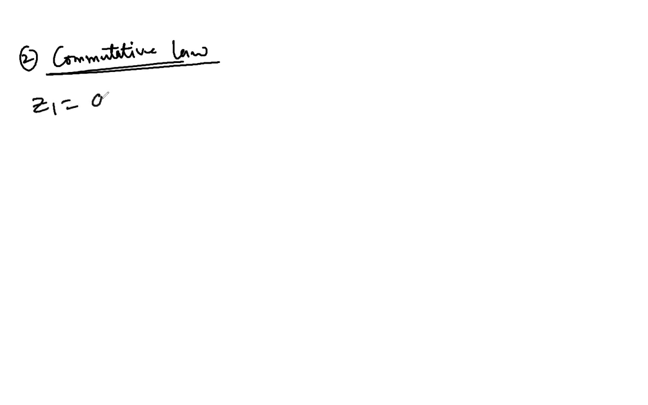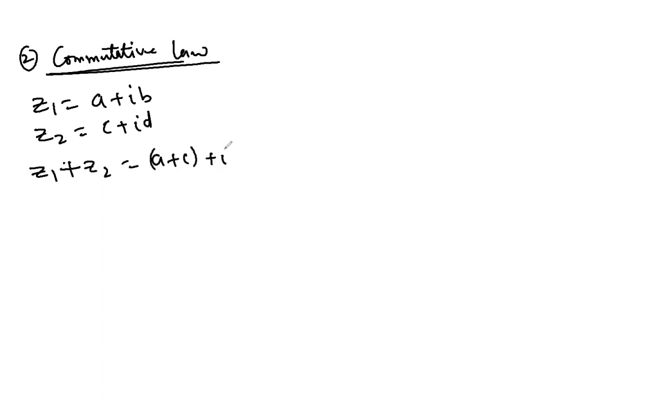Second is the commutative property, or commutative law. Similarly here again you have two complex numbers, where z1 is equal to a plus iota b and z2 is equal to c plus iota d. Now you add z1 plus z2, then you will have a plus c plus iota b plus d. Okay. Now you can add z2 plus z1 and then you will have c plus a plus iota d plus b.